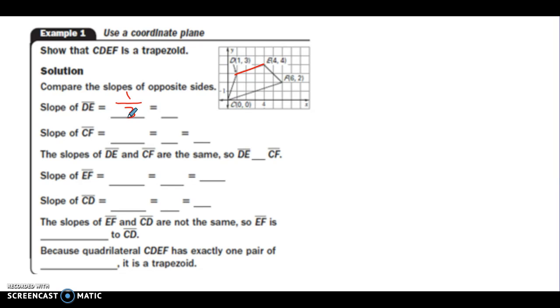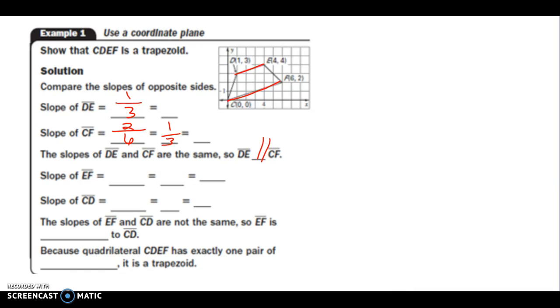For CF, how far do I have to rise? 2. How far do I have to run? 6. And that reduces to 1 over 3. So since the slopes are the same, you can draw a little parallel sign in that blank. We have one set of parallel lines so far.